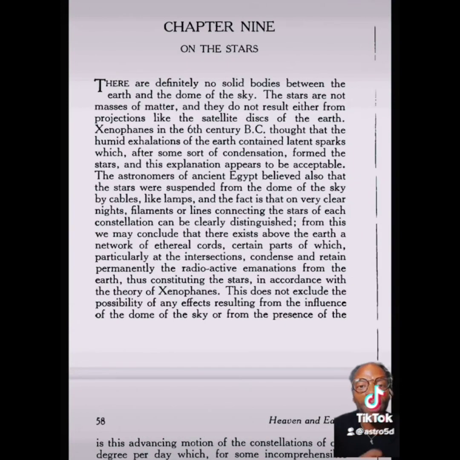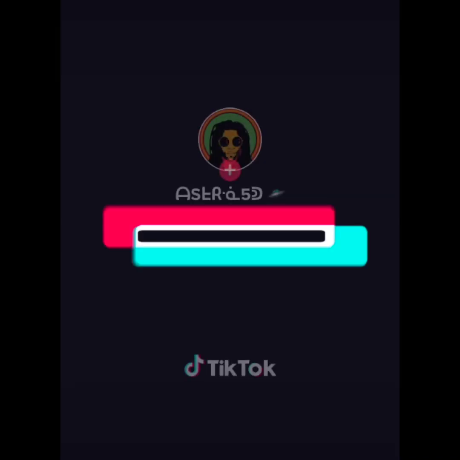Chapter 9, on the stars. There are definitely no solid bodies between the earth and the dome of the sky. The stars are not masses of matter, and they do not result either from projections like the satellite disk of the earth. The astronomers of ancient Egypt believed also that the stars were suspended from the dome of the sky by cables like lamps, and the fact is that on very clear nights, filaments or lines connecting the stars of each constellation can be clearly distinguished. Talk to me nice, Gabrielle.